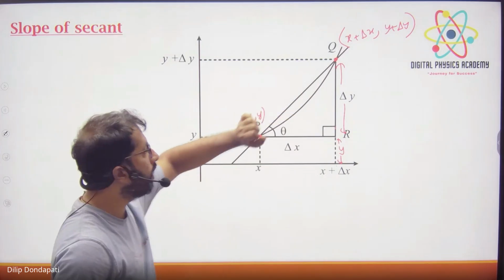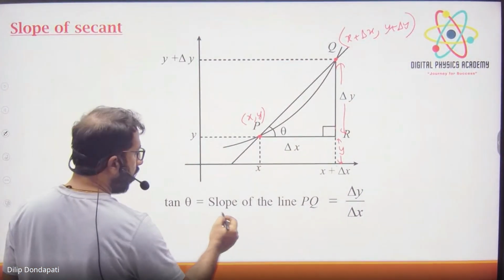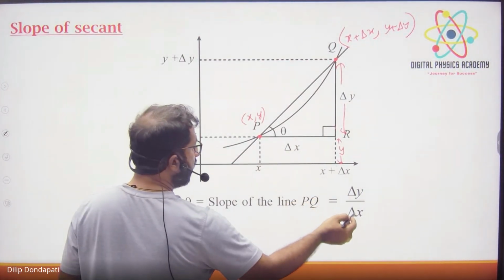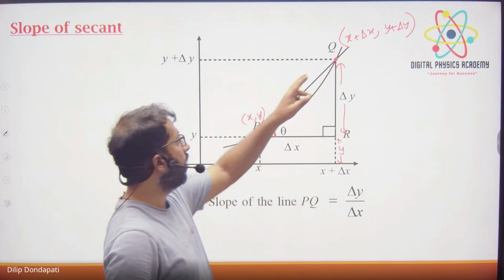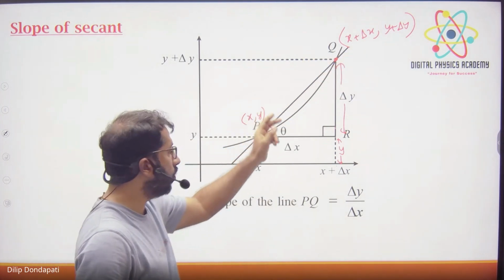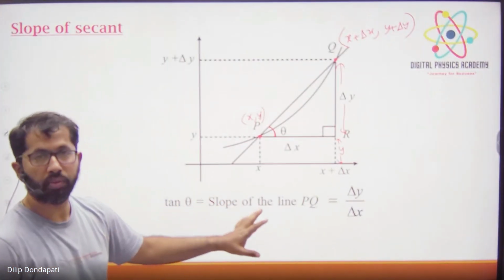Now how to find the slope? We know already. The slope of the line PQ is nothing but delta y by delta x. Or we can find the gradient of the line, y2 minus y1 by x2 minus x1, and we'll get delta y by delta x. And that is equal to tan theta. This is the slope of the secant.